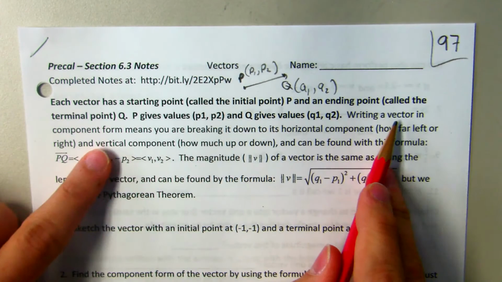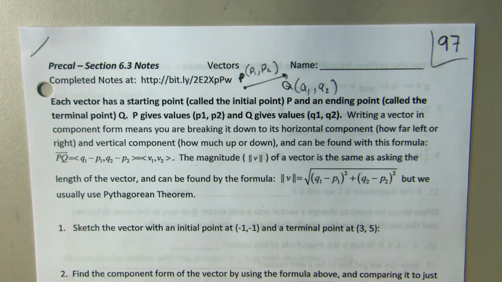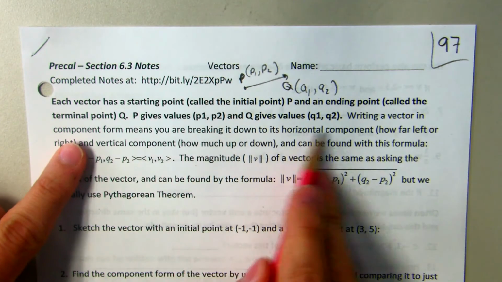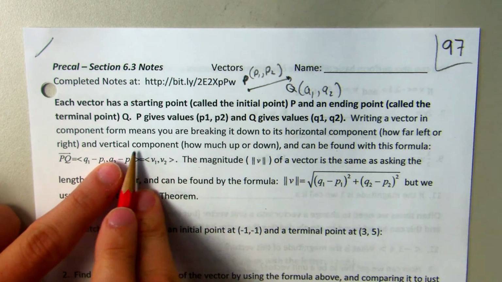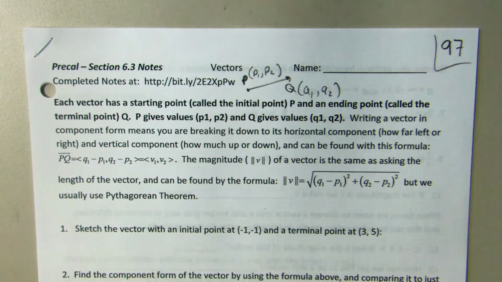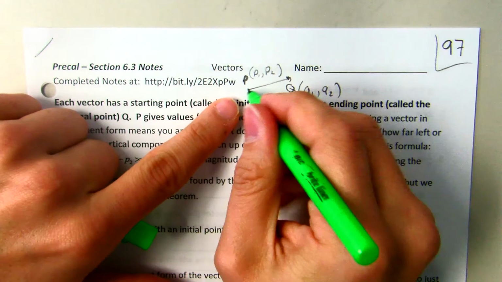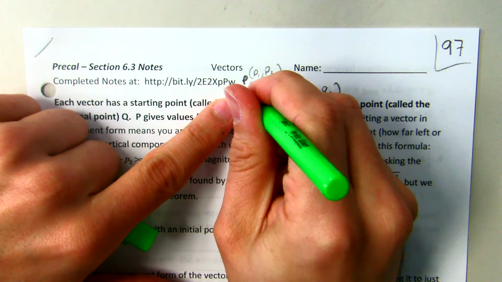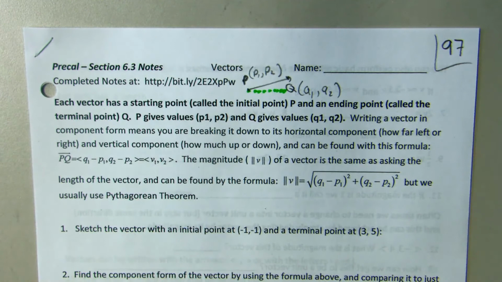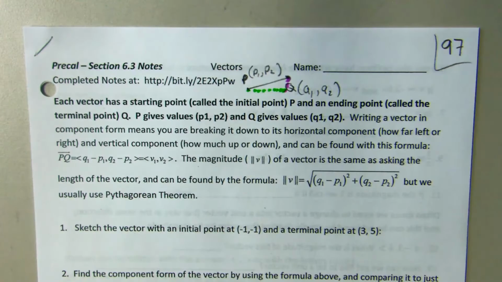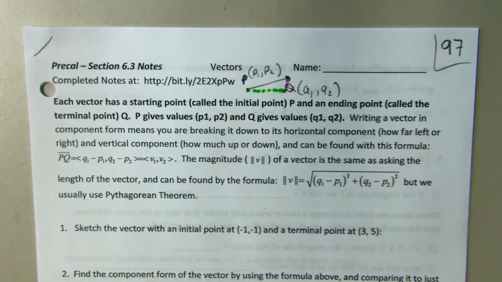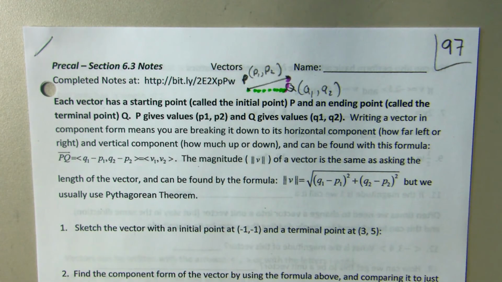All right, so one of the things that is really helpful is when you can break a vector down into its component form, which means you're breaking it into its horizontal component, how much left and right is it going, and a vertical component, how much up or down is it going. So in this example, how far to the right is it moving, that would be the horizontal component, and how much up is it going, that would be its vertical component. You piece those together, you get what is called component form.